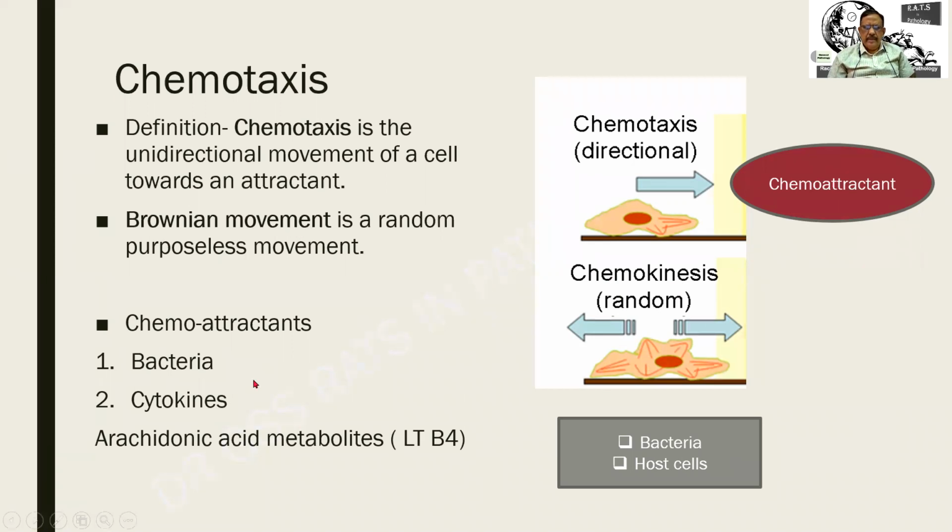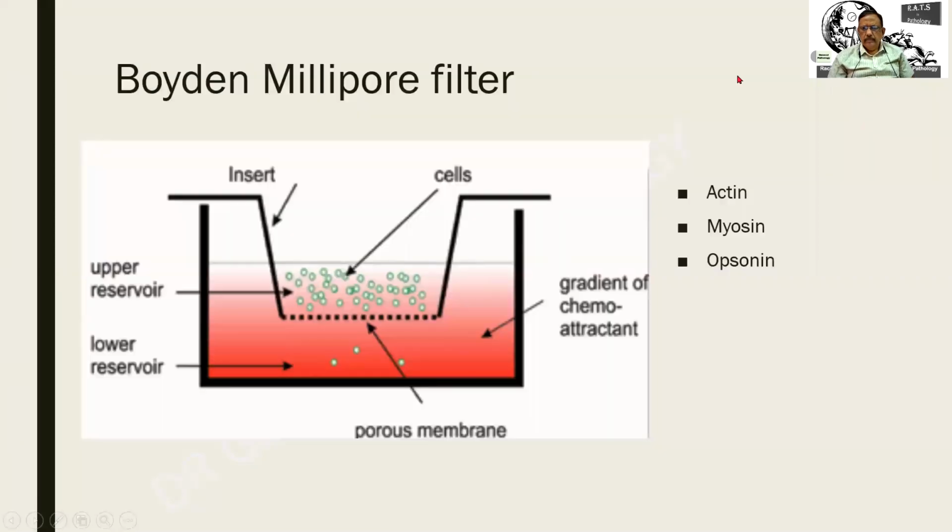What are the chemoattractants? Normally, they are the bacteria or any particular substance that is called the chemokines or the cytokines. Also, there are some metabolites such as the arachidonic acid metabolites, leukotriene B4, which help in chemotaxis. So these are the various things. It can be the bacteria, it can be the dead host cell, or it can be a foreign body.